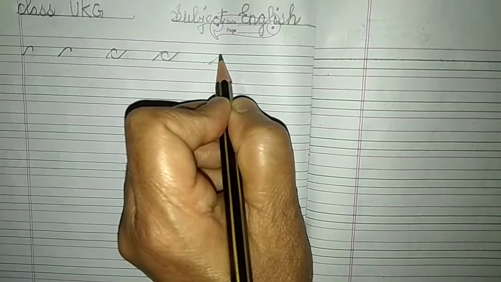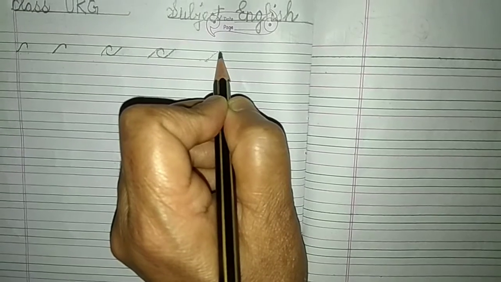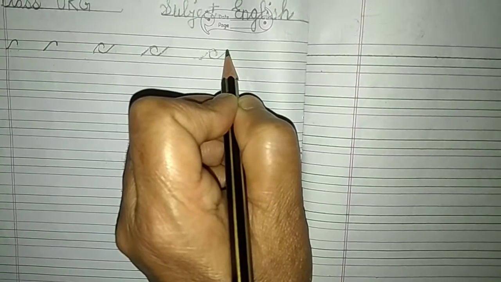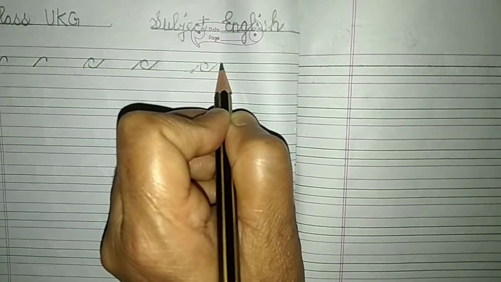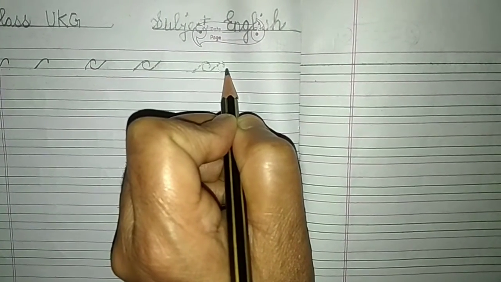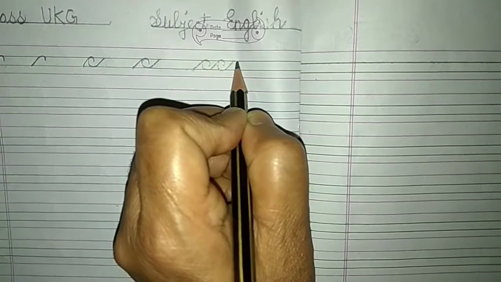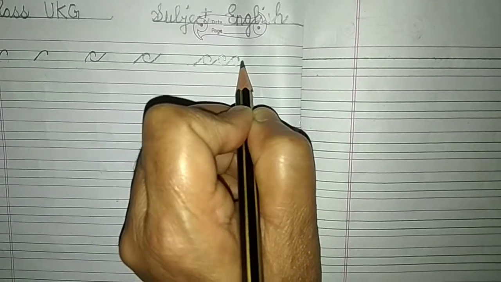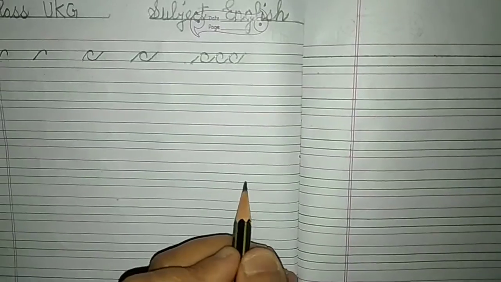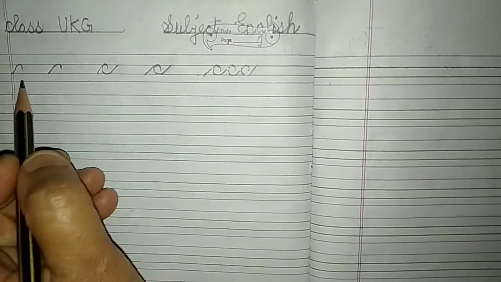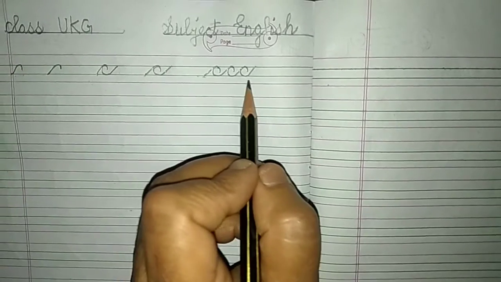Make a slanting line, come down, go back, make a curve, go up. Again, come down a little bit, go back, make a curve, again go up, come down a little bit, make a small curve, go up. So here I have written the stroke individually, and again I have joined the letters.